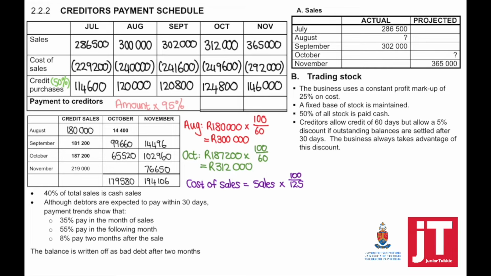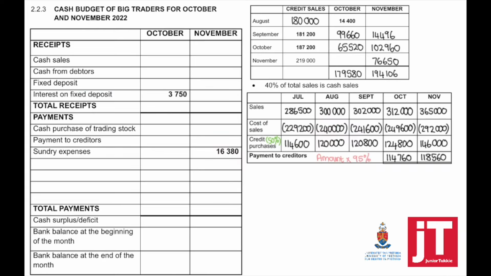This means if we purchase on credit in September, we are going to pay 95% of that amount in October. In November, we are going to take the total credit purchases of October, 124,800, and we're going to times that by 95% to find the payment to our creditors.